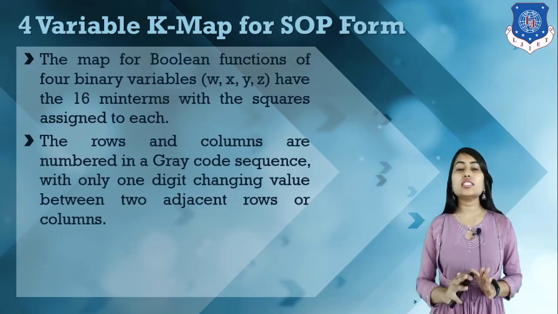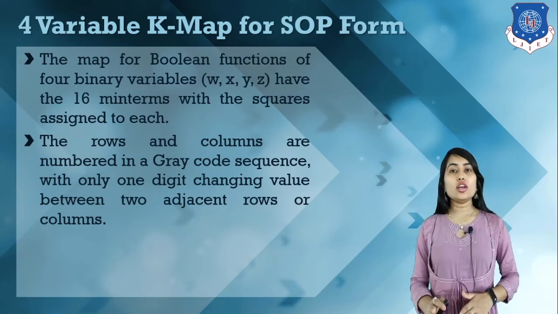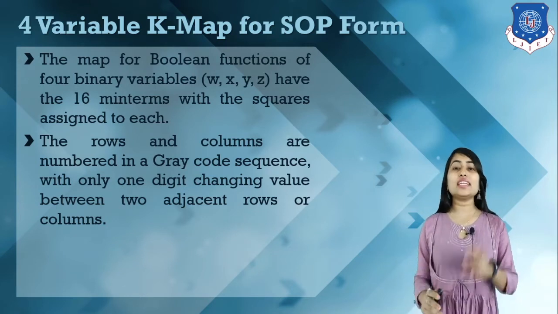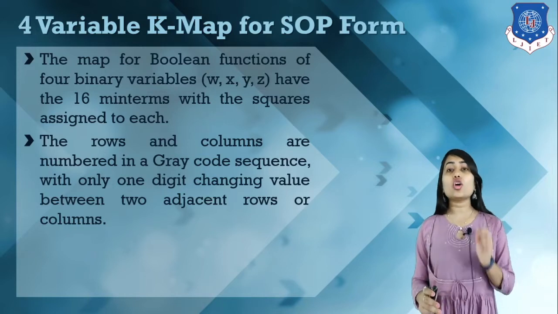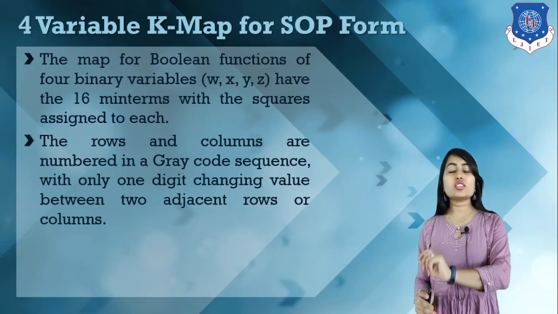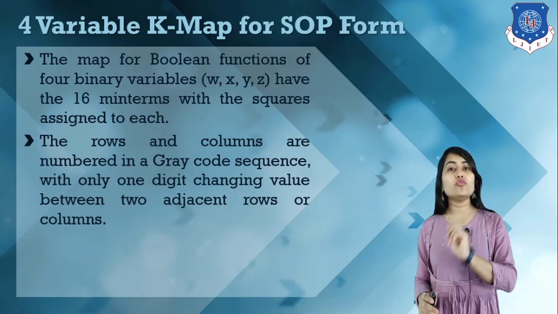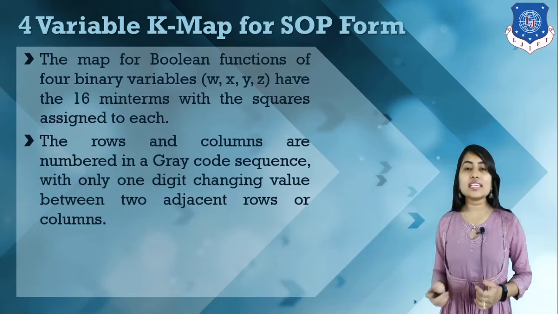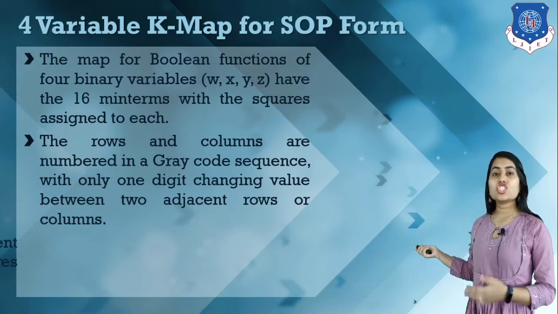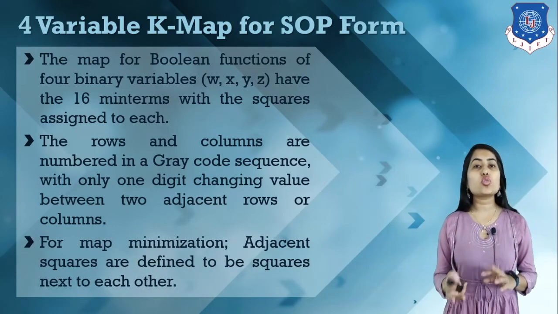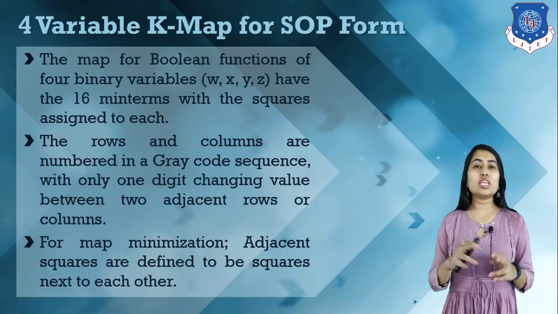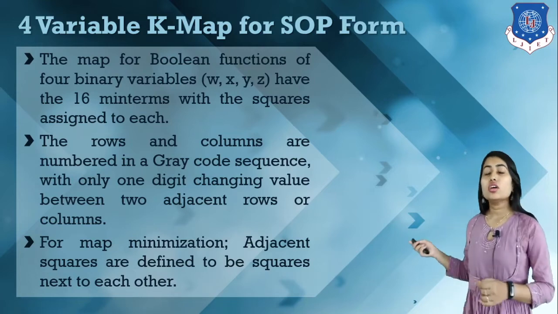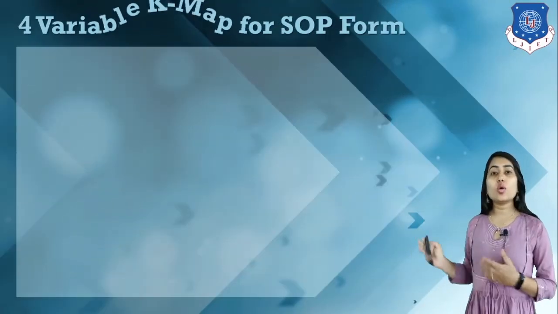In this K-map, rows and columns are in gray sequence format. As we know, it is necessary to write combinations in each and every square which differ by only 1 bit, so here also we write combinations in a gray sequence. For map minimization, the adjacent squares are to be considered, and then we can make groups, and then we write the logical functions. Here this is our K-map.